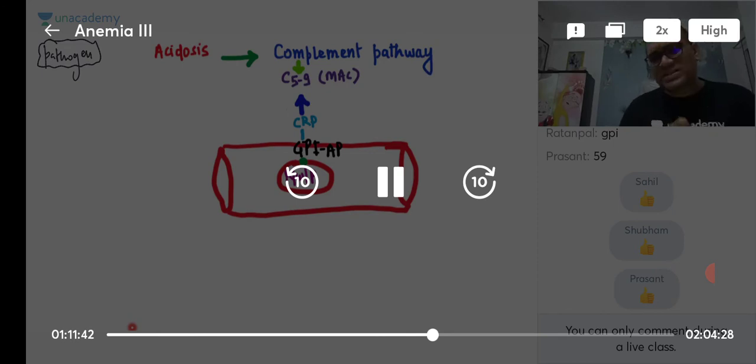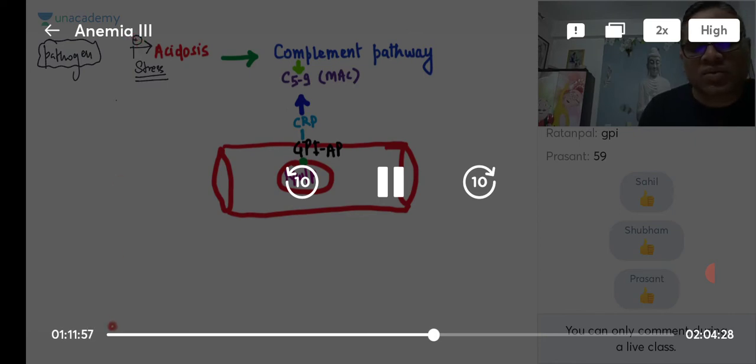So that is the reason. Whenever we are under stress, acidic pH will be there. So whenever there is stress, this will stimulate acidosis in our blood. But how is a normal individual going to respond? Stress induces acidosis, which will activate the complement pathway. Remember, this is a very, very important concept: acidosis will activate the complement pathway.